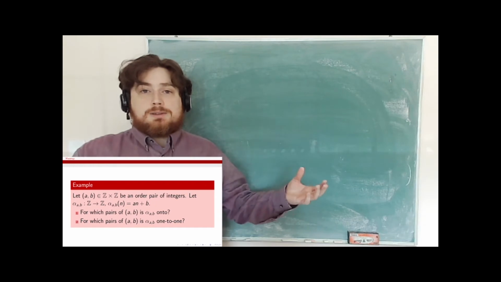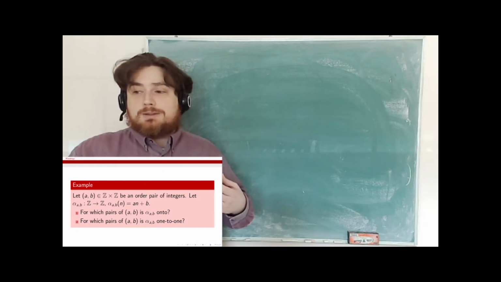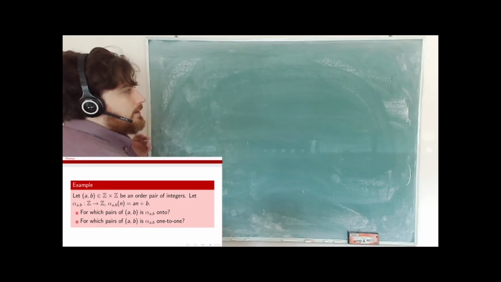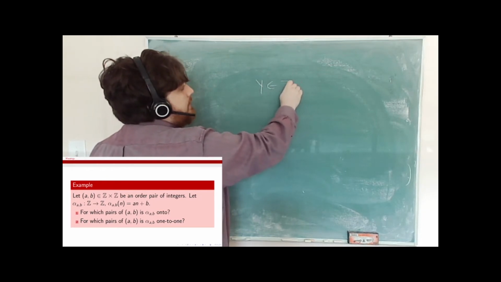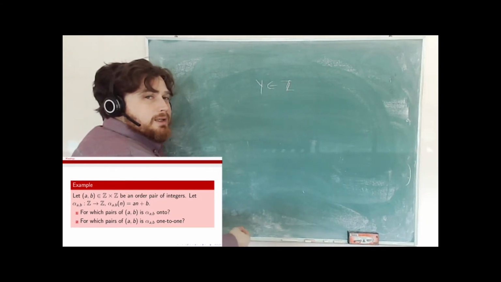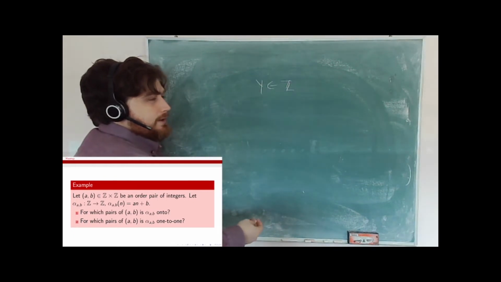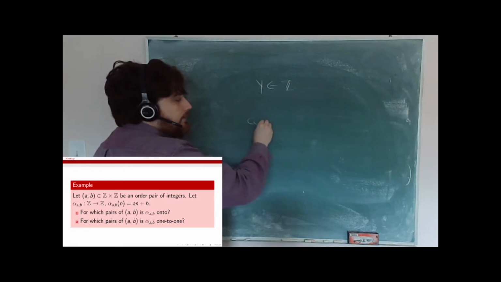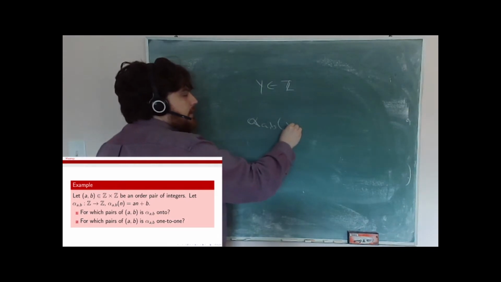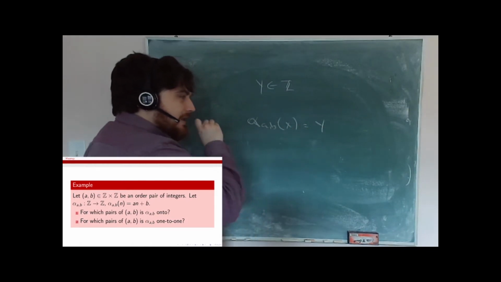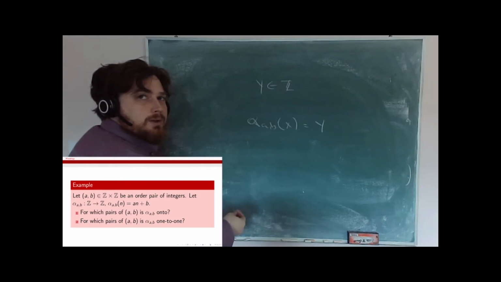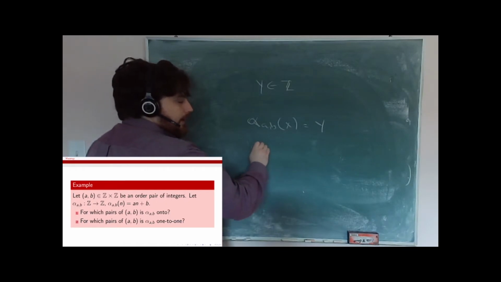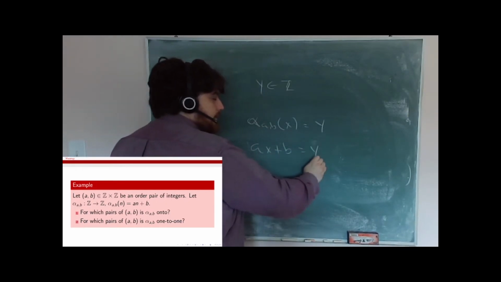So now what we want to determine is, for this alpha sub AB, which A's and B's give us an onto mapping. In order to do that, I'm just going to think about, if I had some Y in Z, for which A's and B's could I always get Y out for some X? So that would mean I want to assume that alpha sub AB of X is equal to Y, and I want to find what X would be, and determine for what integers I can always find such an X.